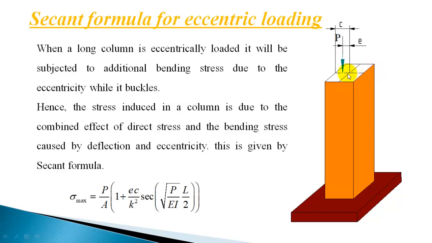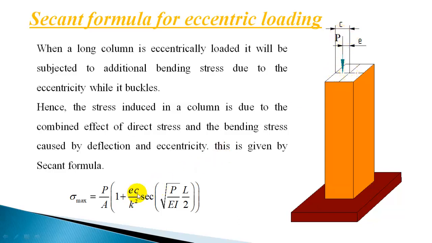So if the column is having different dimensions in the x and y directions, in the direction where the column has the least dimension, in that direction the column will buckle. So in that direction, what is the maximum distance to the outermost fiber? That is c. Suppose in the x direction you have minimum distance and in the y direction you have maximum distance, so in the x direction it buckles. In the direction where the column has least dimension, the column buckles, and in that particular direction, what is the maximum distance to the outermost fiber from the centroidal axis? That is c.